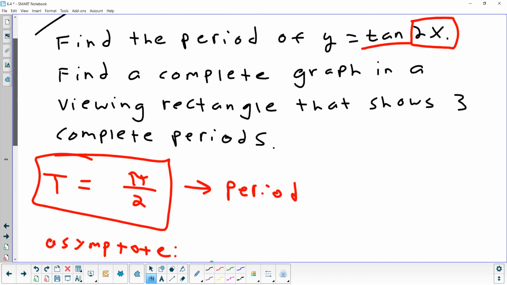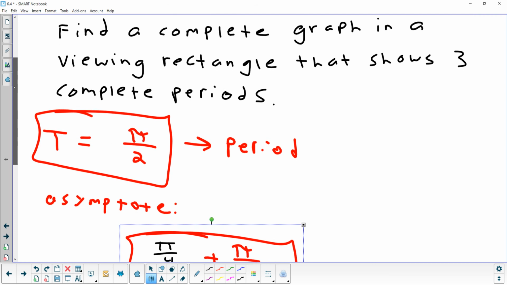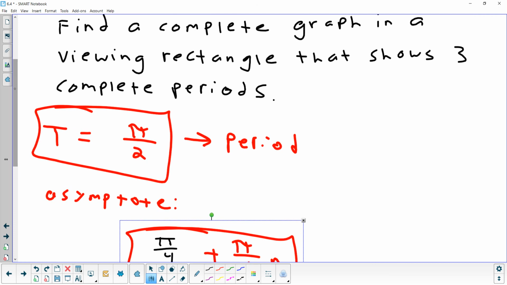So now, they want us to graph that and show 3 full periods, or 3 full cycles. You can say period or you can say cycle. It means the same thing. So if one cycle is pi over 2, how much is 3 cycles?